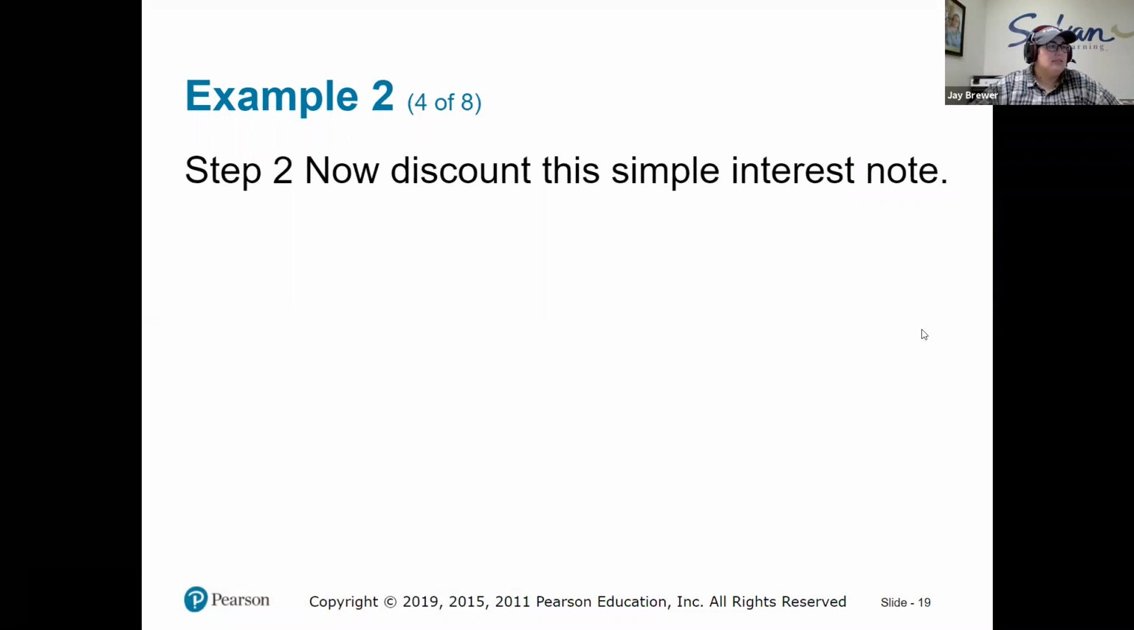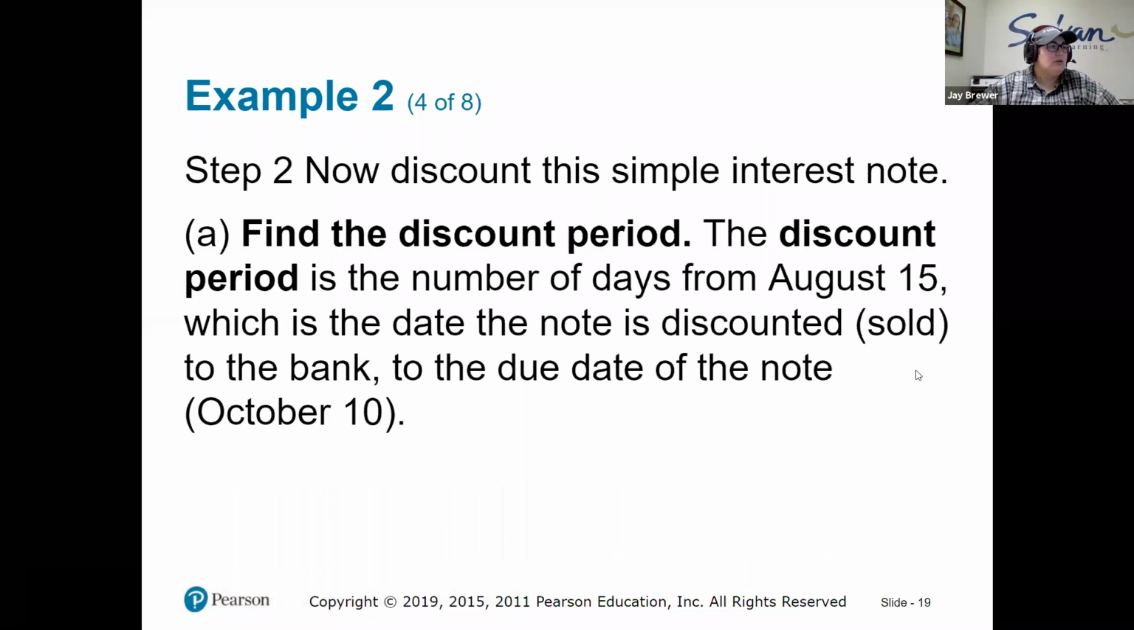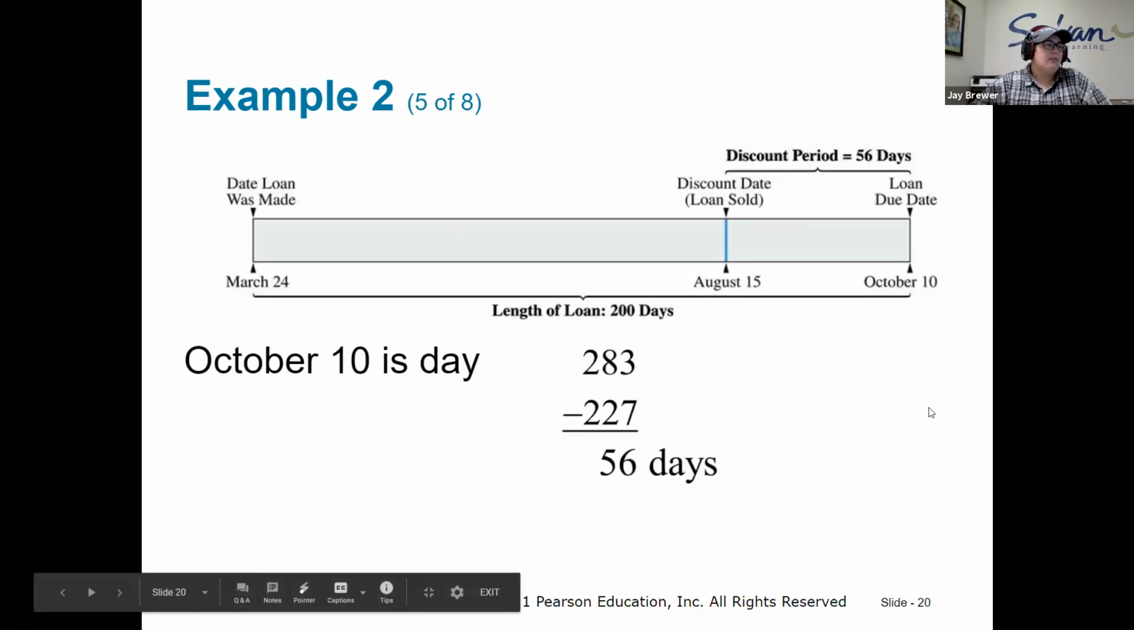Now discount this simple interest note. Find the discount period. So the discount period is the number of days from August 15th, which is the date the note is discounted or sold to the bank, to the due date of the note, which is October 10th. So that will be 56 days.